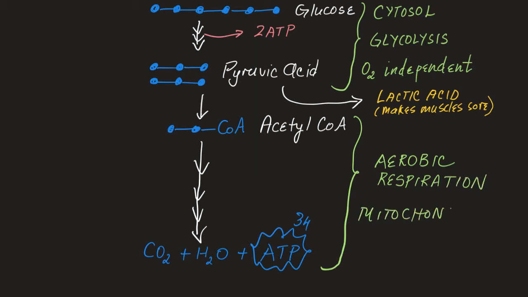This is the most important reaction because it produces 34 ATP for a single glucose molecule. The first part was anaerobic, producing 2 ATP. The second part is aerobic, producing 34 ATP. So you get a total of 36 ATP from a single glucose molecule.